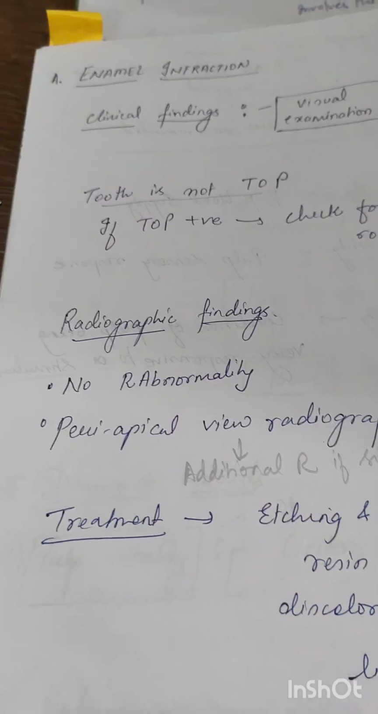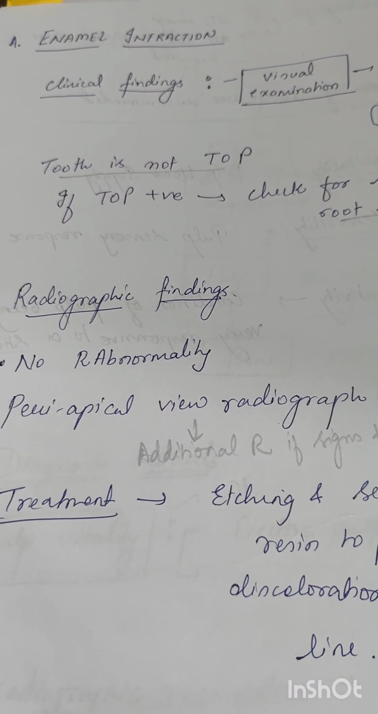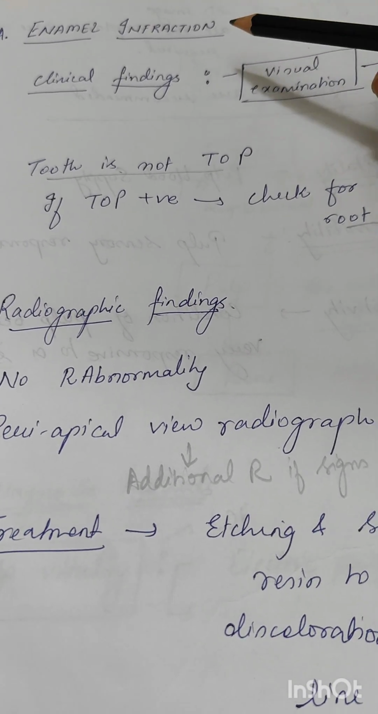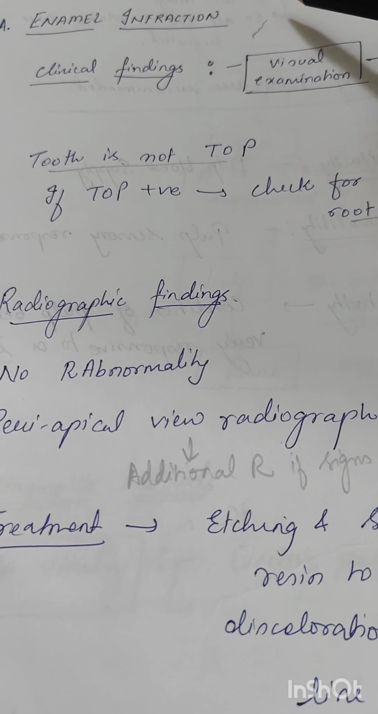Okay, so let us start with part 2. In this we'll see the management. Now first one is the enamel infraction. What is infraction? There is a small crack in the enamel, that is what is known as enamel infraction.